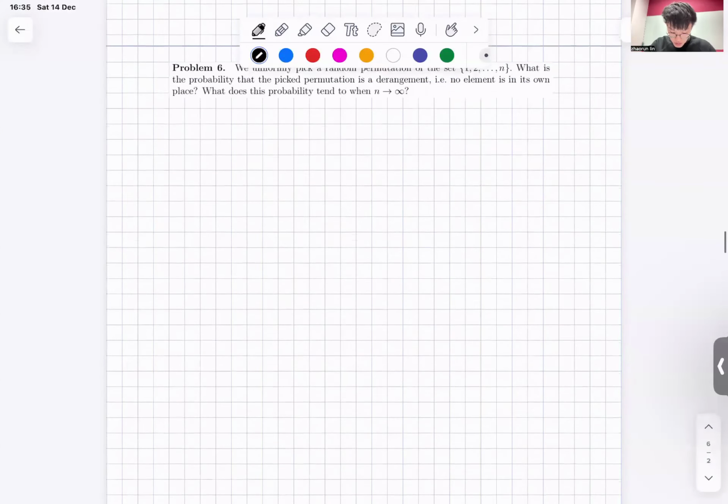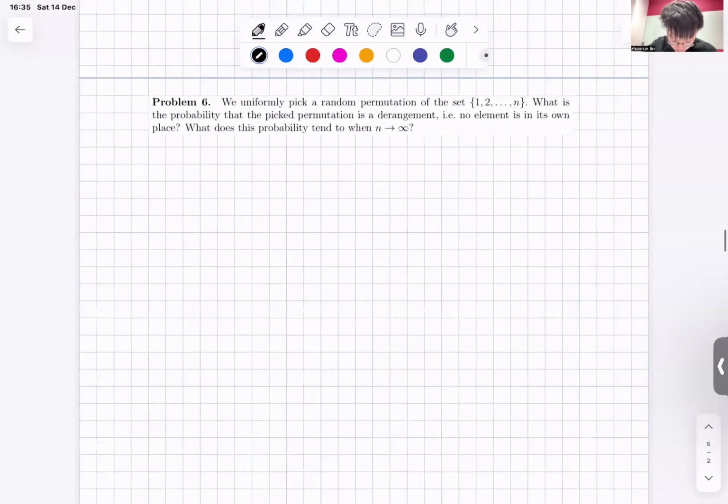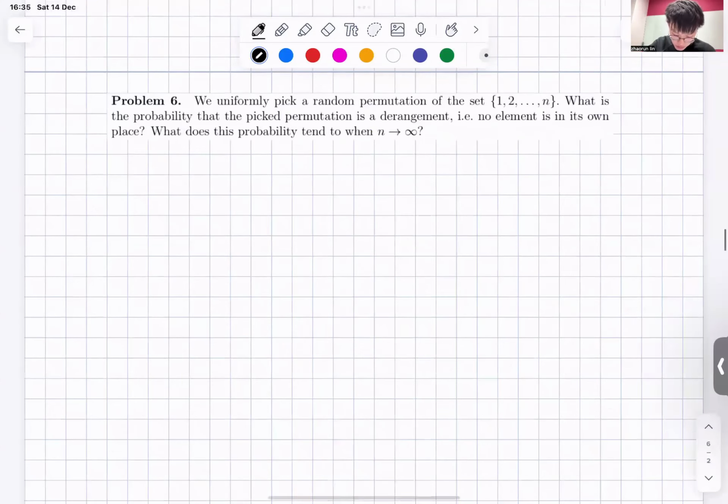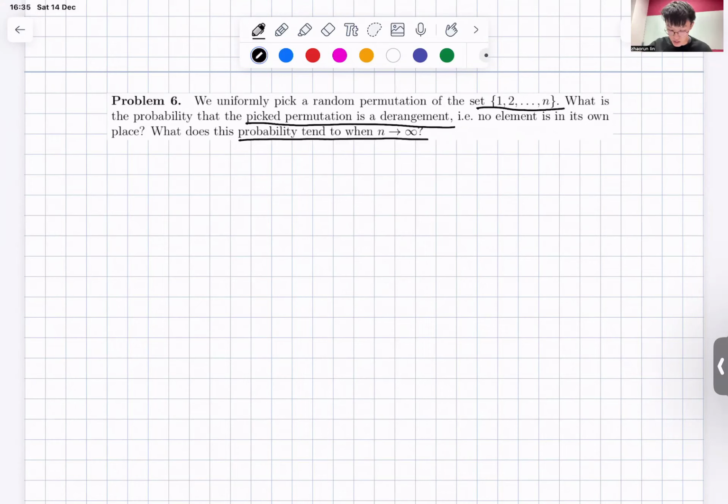So now let's move on to problem 6. We uniformly take a random permutation from the set. What is the probability that the picked permutation is a derangement? So we have learned what a derangement is. It means no element is in its own place. And what is this probability if we have infinitely many elements? So this is n tends to infinity.